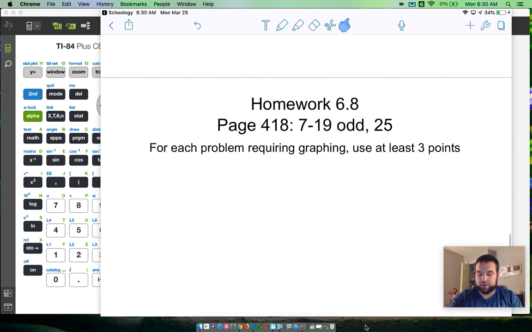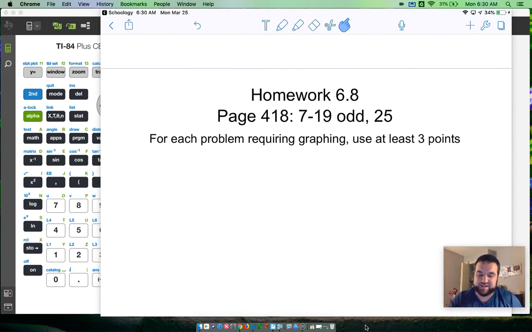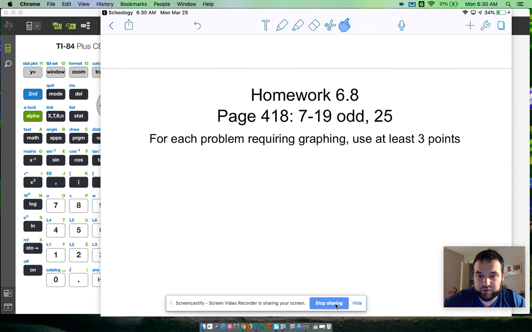The homework on 6.8 is from 7 to 19 odds and then 25. So just a selection of problems in there. That'll do it for section 6.8. So congratulations, we're almost done with chapter 6, and we get to move on to bigger and better things.